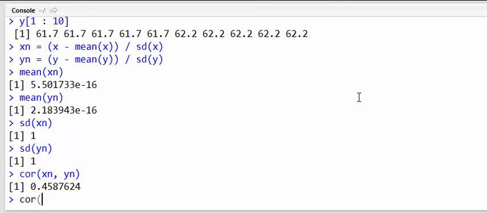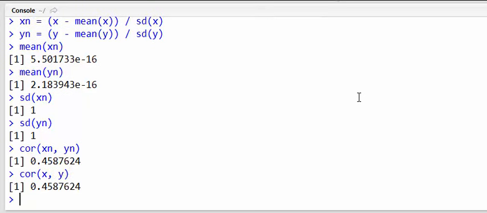Notice this is identical to the correlation between x and y, because centering and scaling variables has no impact on the value of the correlation. The correlation is a unit-free quantity.